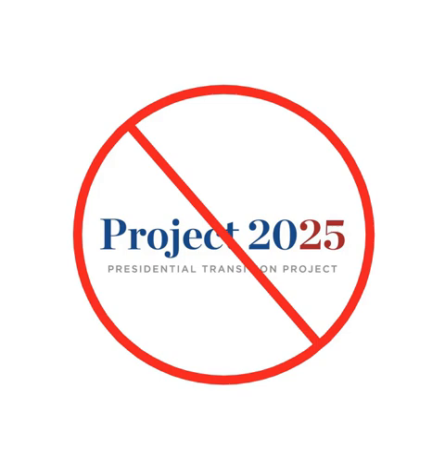9. Suppression of LGBTQ+ rights and protections. Project 2025 policy limits legal protections for LGBTQ+ individuals, including removal of anti-discrimination protections in employment, housing, and healthcare. Counter policy: Equality and Non-Discrimination Act, ENDA.